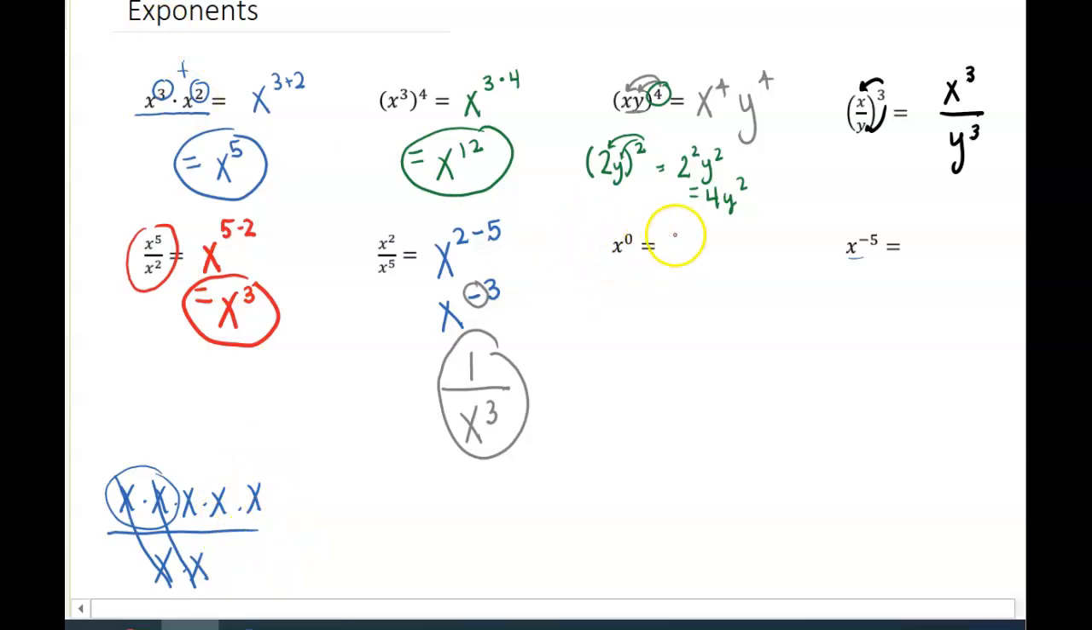Guys, anything to the 0 power is always going to be 1. People like to think it's 0. It's not. It's to the 1 power. And then like we just said, x to a negative exponent, this is 1 over x to the 5th.